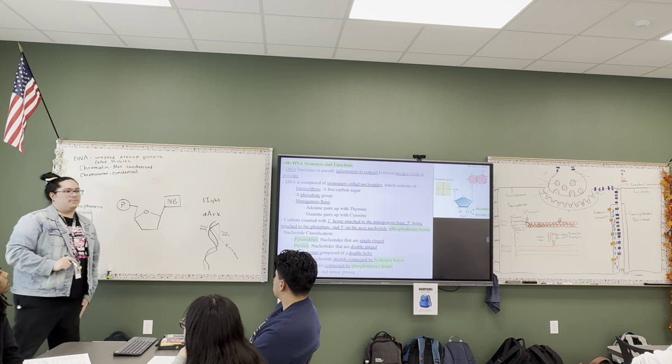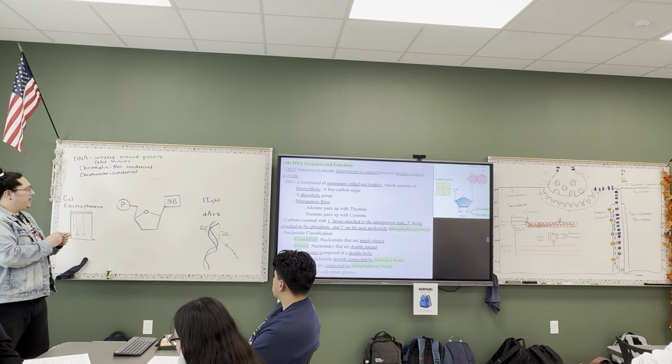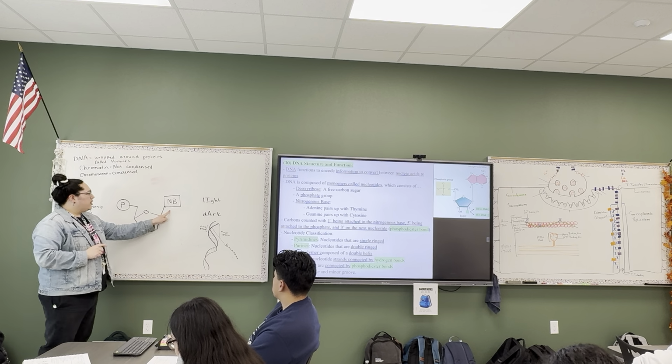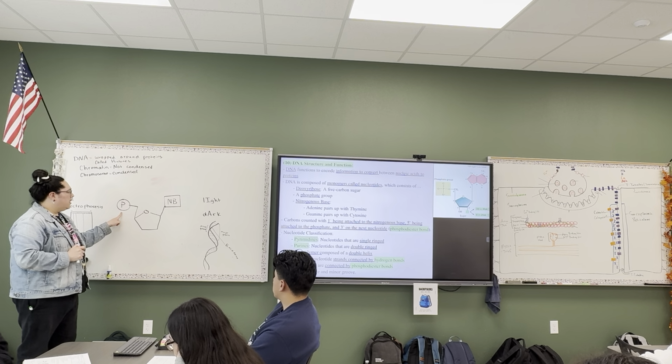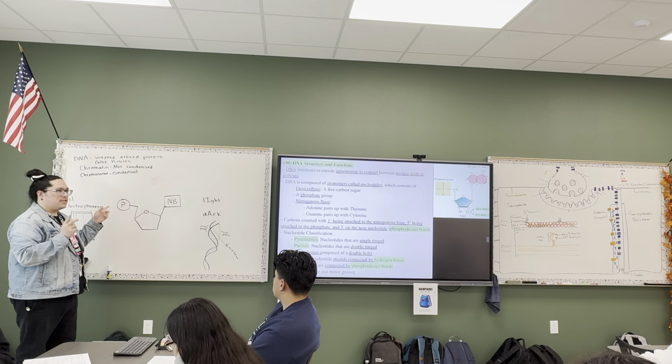I'm putting NB for nitrogen base, okay? So I'm not gonna drop it off. But if that's the nitrogen base, this is the what again? And then this is the phosphate, which never ever changes because it's always gonna be phosphate, no matter if it's DNA or RNA.